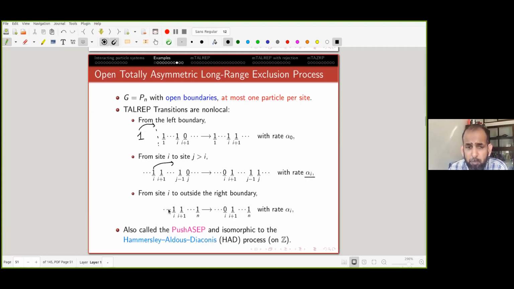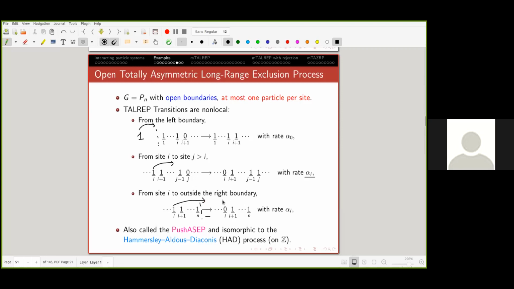And it is possible that you had a particle at site I, and all the sites to its right were occupied. In that case, it just exits the system. So you imagine that there is a vacancy somewhere here at the end. This is also called the push ASEP, because you think that this particle pushes this, which pushes this, and so on, and all of them push one, which is sort of the same thing.